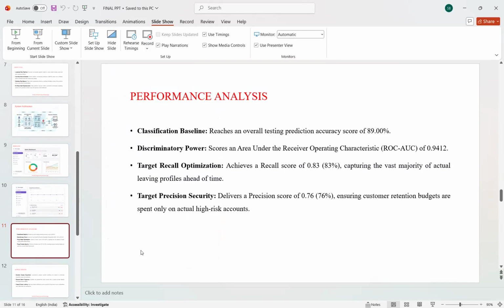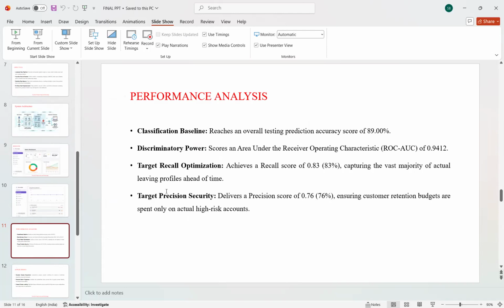Performance analysis. Here we can see the classification balance, which means it reaches an average tested prediction accuracy score of 89%, where out of 100 customer predictions, 89 are predicted correctly and 11 are predicted incorrectly, which indicates the model performs well overall.